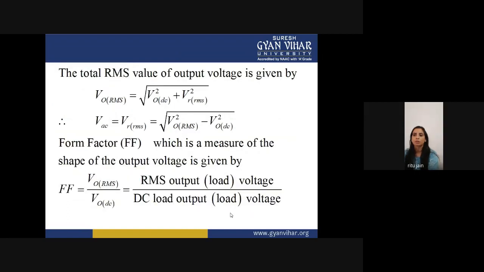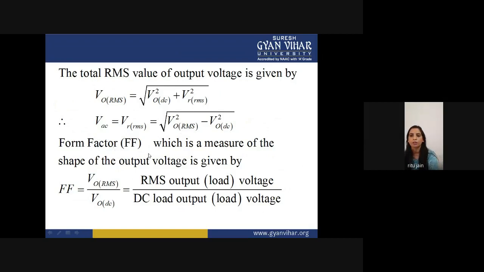The total RMS value of output voltage can be given by squaring the two output voltages of a rectifier, one your DC output voltage and another your AC output voltage. So V naught RMS is equal to root of V naught square DC plus V square AC. So V AC, which is V RMS, is equal to root of V naught square RMS minus V naught square DC.